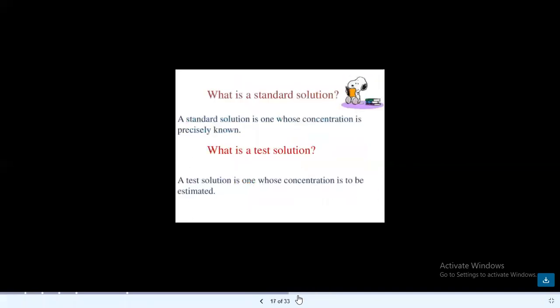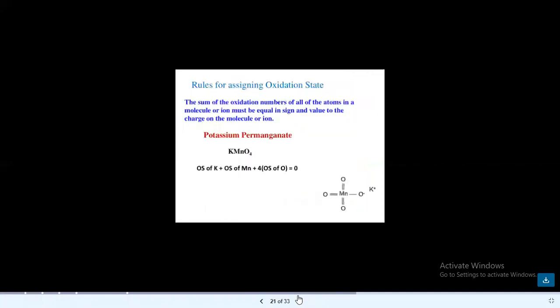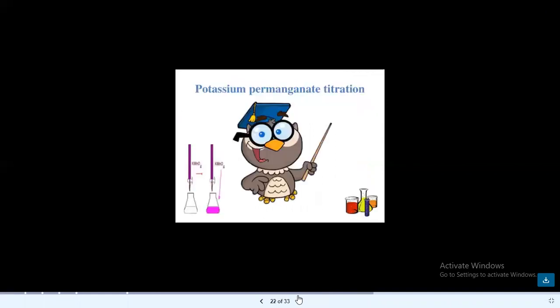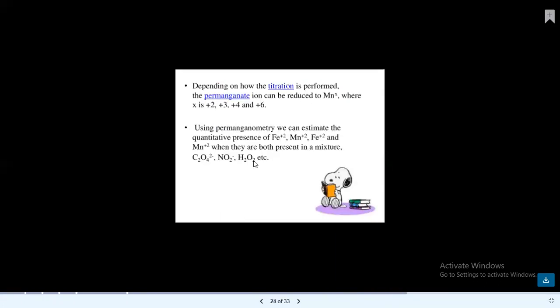That is a simple definition we already discussed earlier about oxidation and reduction. We only considered here potassium permanganate. It's a redox titration, and depending upon the titration performed, it can have different oxidation states and can be used for quantitative analysis of ferrous ion, and it is also used to find out nitrate, peroxidate or oxalate ions.